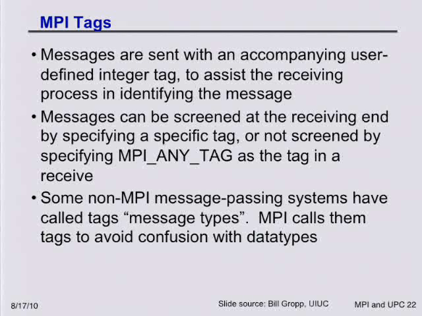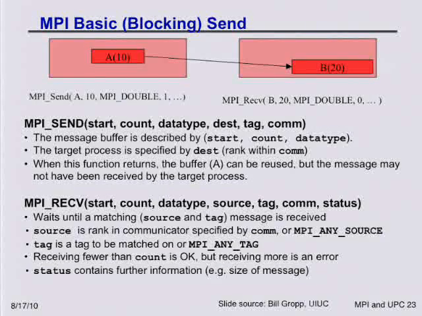There's a notion of a tag, which is also used. You can put tags on messages to make it easier to figure out which message is being sent, and you can use an any tag as a kind of wild card to match a receive operation with any of the incoming messages. So the simplest kind of MPI call is a send-receive pair.